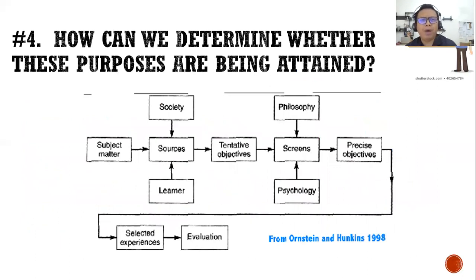Fourth, how can we determine whether these purposes are being attained? And Tyler's rationale is summarized into these particular contents. So the subject matter, what are the different sources? And it is given to the learners. Can these sources be applied to our society? The tentative objectives are screened as to philosophy, as to psychology. The precise objectives are based on tests, on discussion, on recommendation. We then select the experiences and evaluate the selected experiences to see if we have achieved or attained our objectives of that particular subject matter.